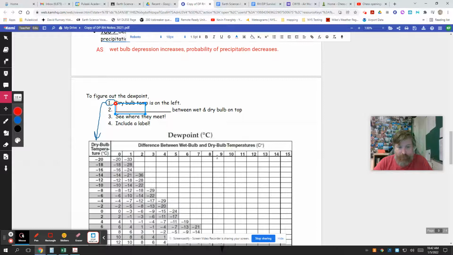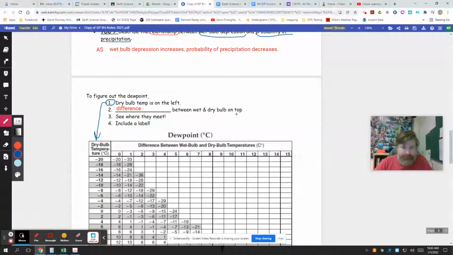On the top is the wet bulb depression, or as we defined up above, the difference between wet bulb and dry bulb. That is this number. And then it's just a matter of seeing where they meet and including a label.